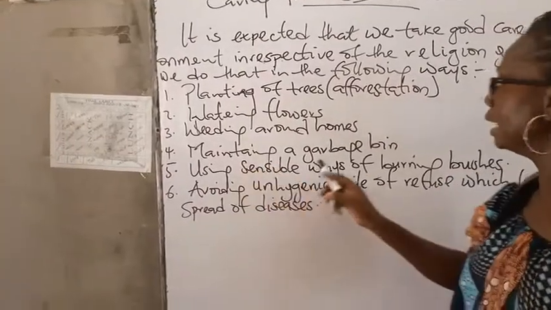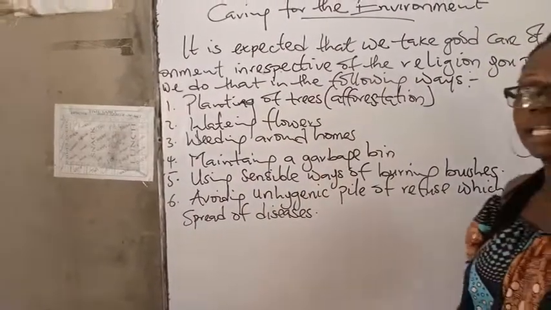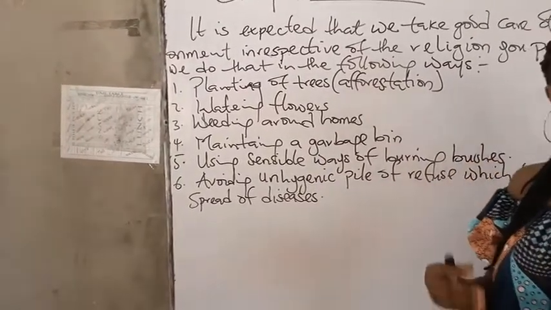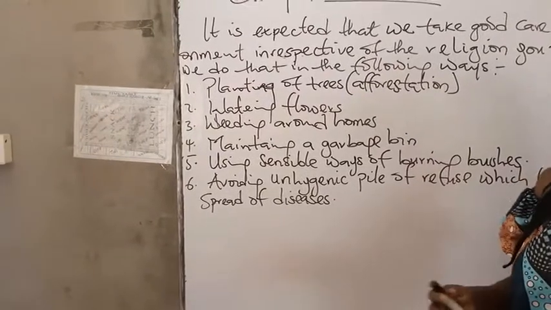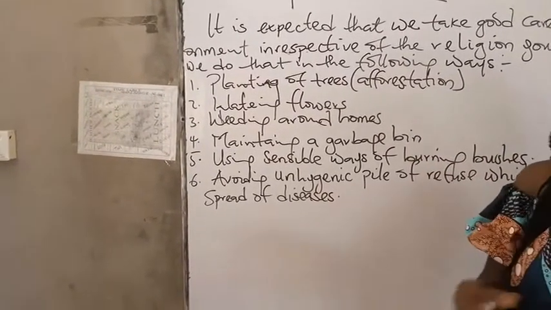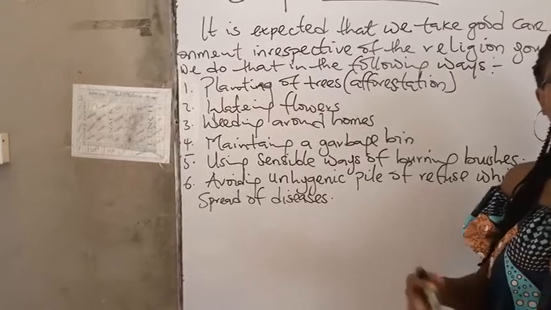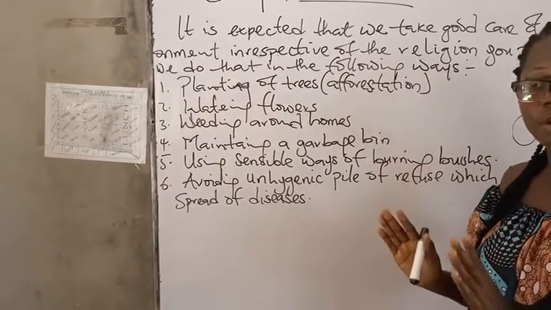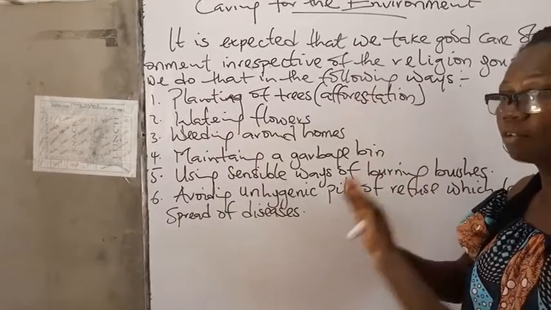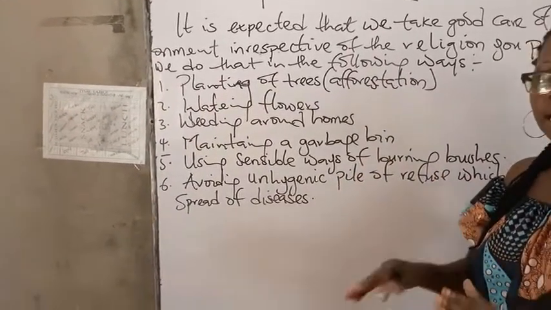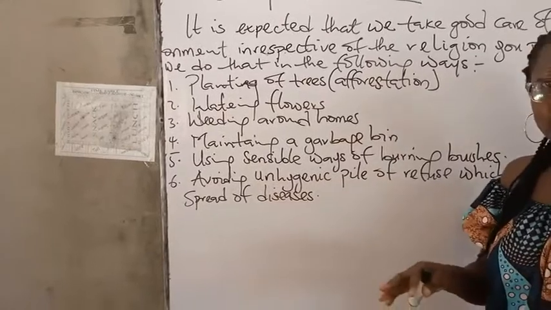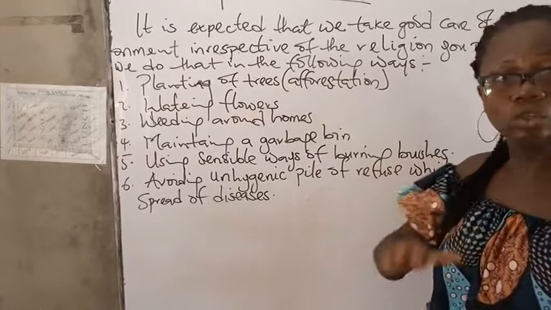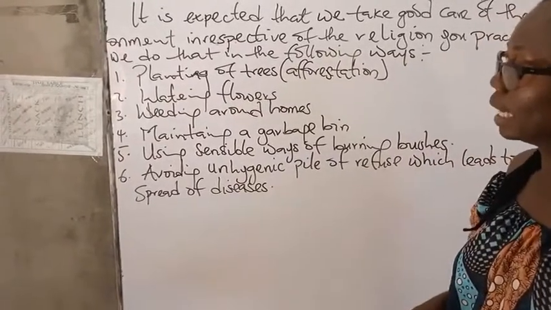Number 4, maintaining a garbage bin. Because of human activities, we always have waste products, which we have to dispose, because when we leave them around us, they cause different kinds of illnesses. So we have to take care of the environment. We have to have a good dustbin where we can keep this waste. Then when it's time, we take them to a disposal place, all to make the environment neat and clean.